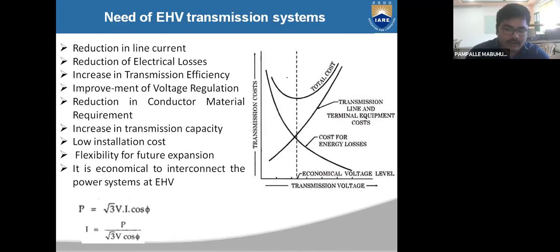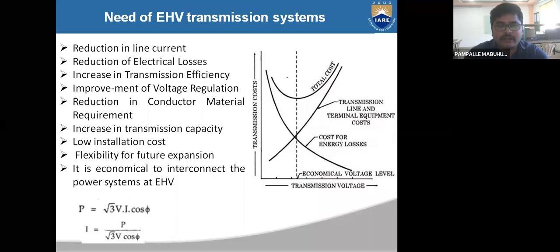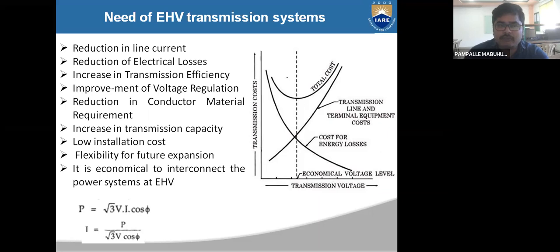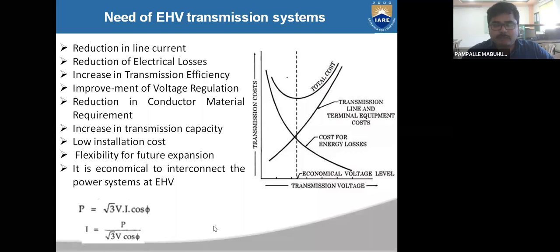As we discussed in the previous slides, electrical power is transmitted over long distances through extra high voltage transmission lines. So what is the need of going to high voltages for transmission systems? These are the reasons. When you transfer the power at high voltages, there will be a reduction in line current.